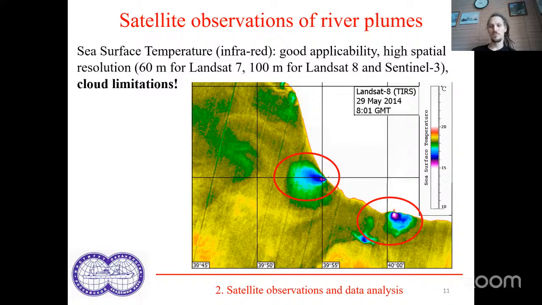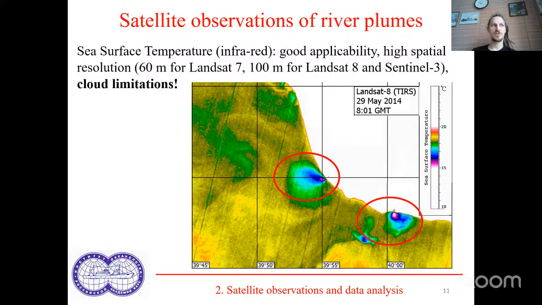So another important characteristic of the sea is salinity and temperature. Surface temperature is also very useful to study river plumes, and small plumes. We have satellite temperature products from Landsat and from Sentinel-3, which are available and free. Very often we can detect river plumes in satellite temperature products.